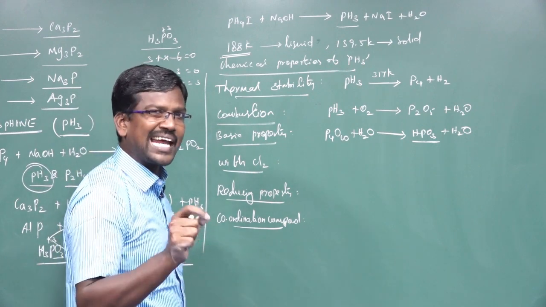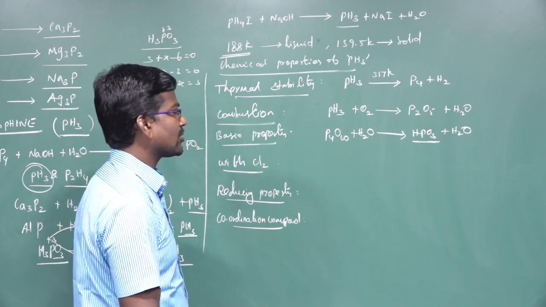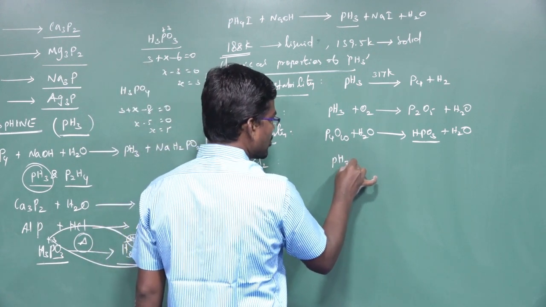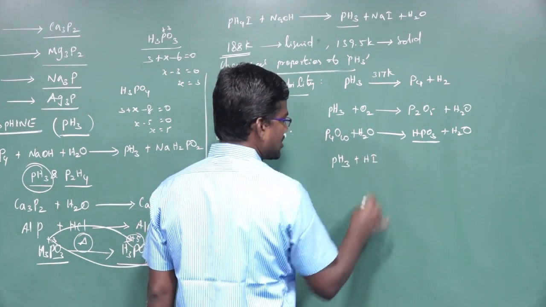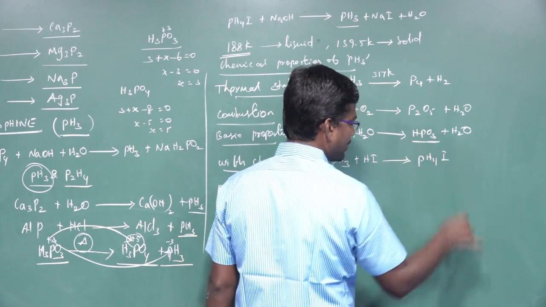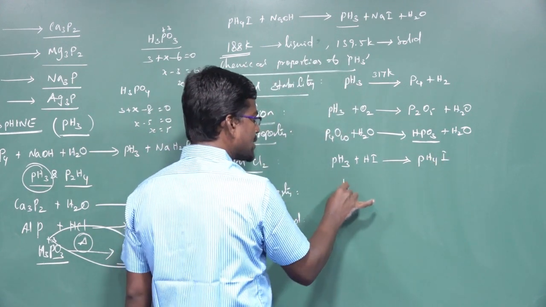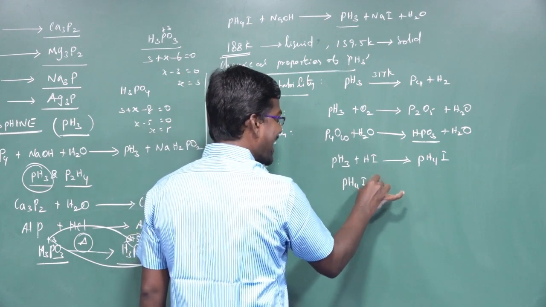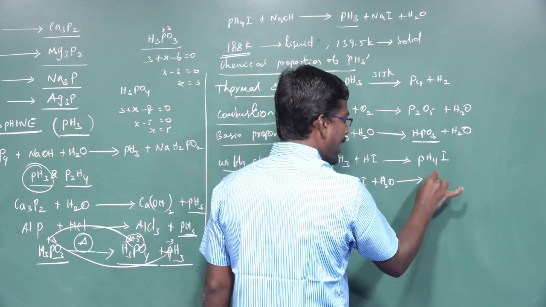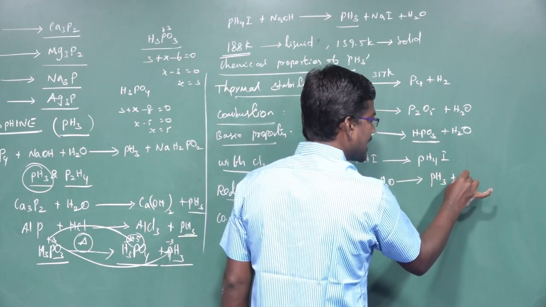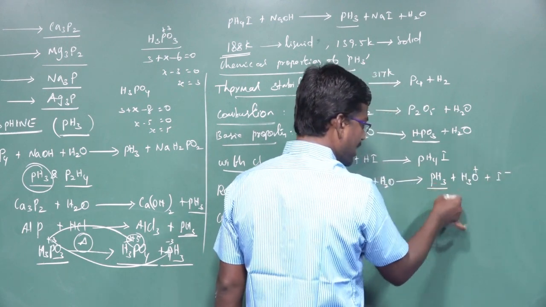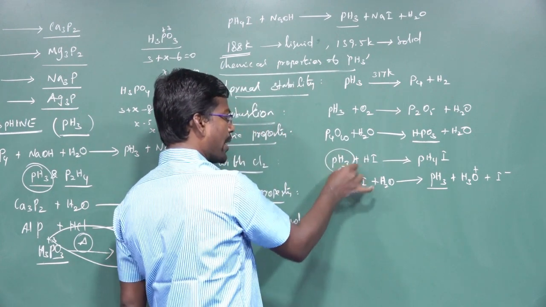Next, the basic property. Phosphine is of slightly basic nature. That's why it reacts with hydrogen halide acids. Phosphine PH3 reacts with hydrogen iodide, HI, to produce phosphonium iodide PH4I. Phosphonium iodide PH4I hydrolyzed by water H2O returns back to phosphine PH3 plus the hydronium ion H3O+ and I-, returning to the original compound, phosphine.